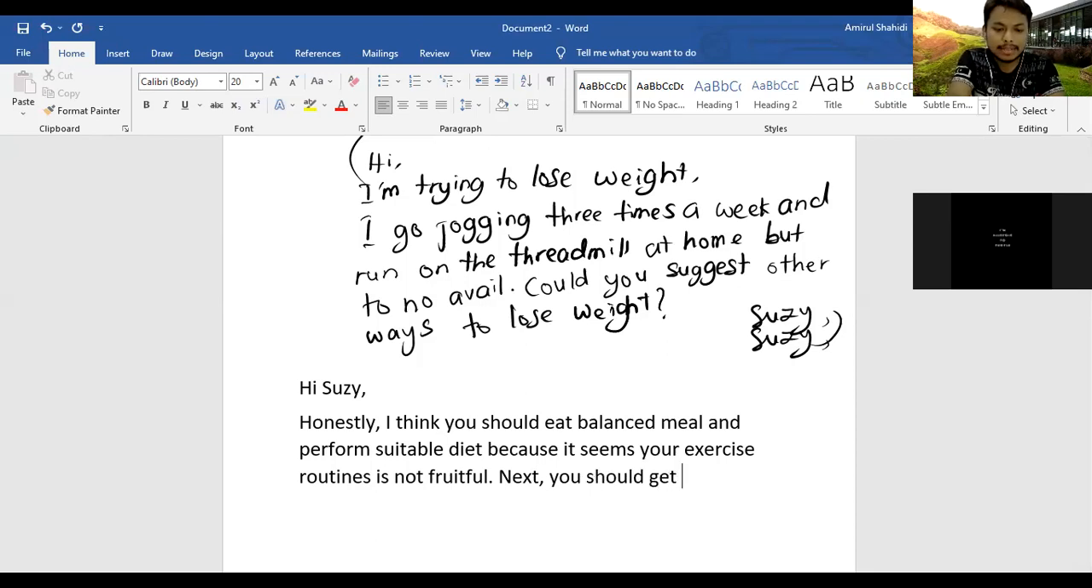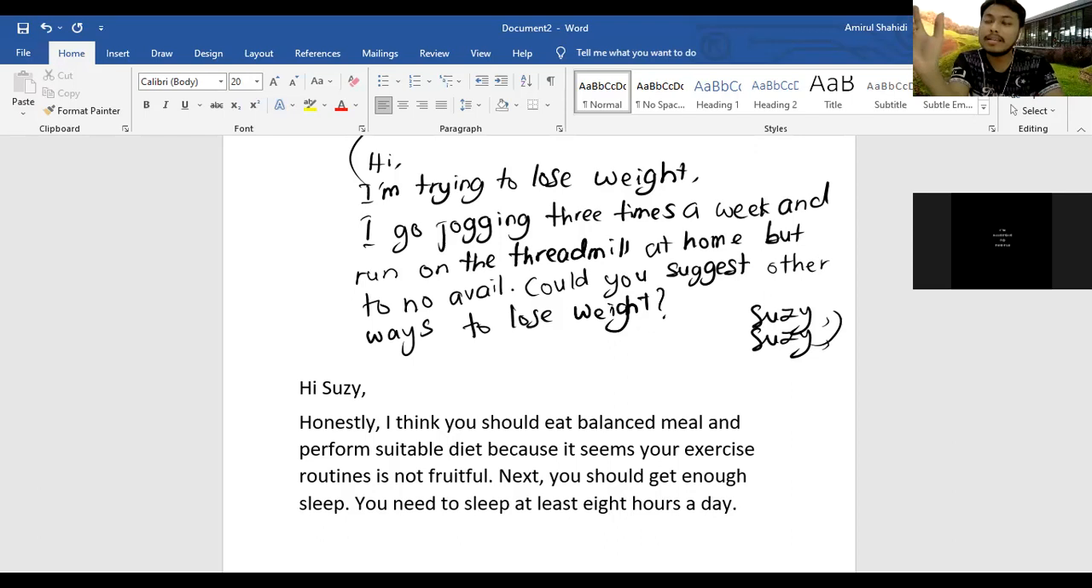You should get enough sleep. You need to sleep at least how many hours? Anyone can answer me? Okay, thank you, Asmati. At least 8 hours a day. 10 hours pun boleh. Tapi yang paling common 8 lah. 10 pun okay. Boleh letak 10. Next, you should get enough sleep. You need to sleep at least 8 hours a day.